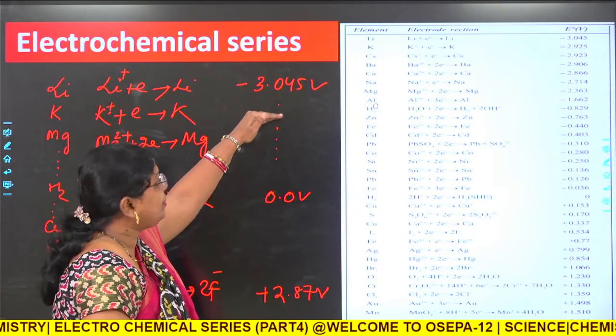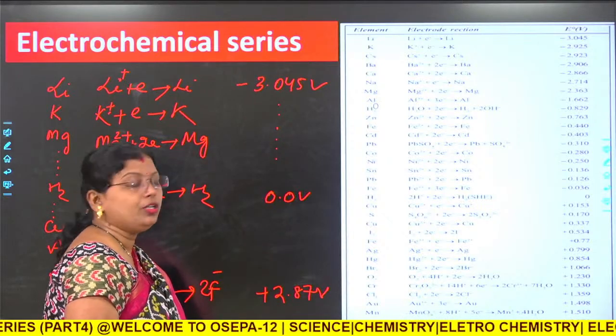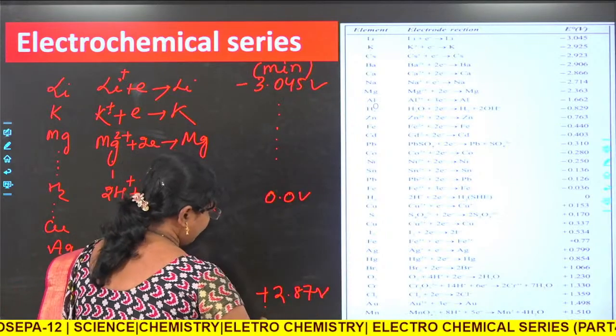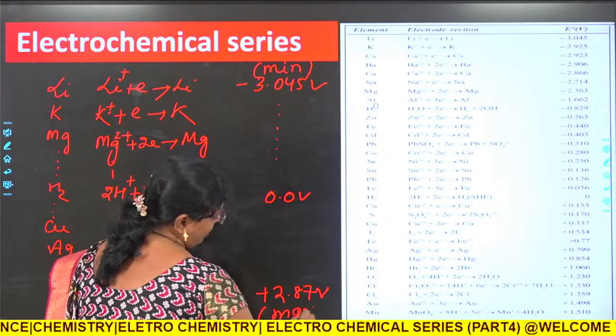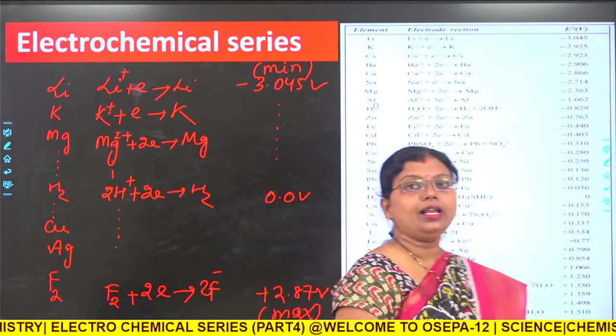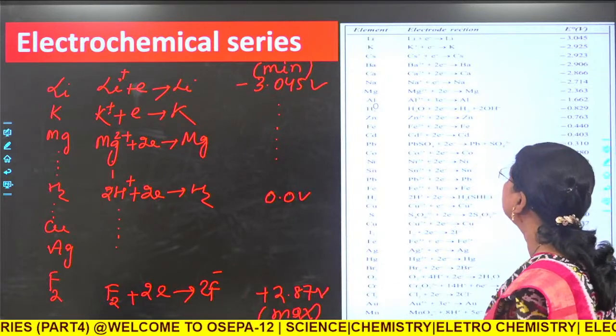Negative value, negative, negative, negative, negative, then 0, then positive, positive, positive, positive, maximum. So, this is the minimum value of lithium and this is the maximum value for fluorine. So, this series is known as the electrochemical series. Now, you got some idea about this. Let us discuss more about this.